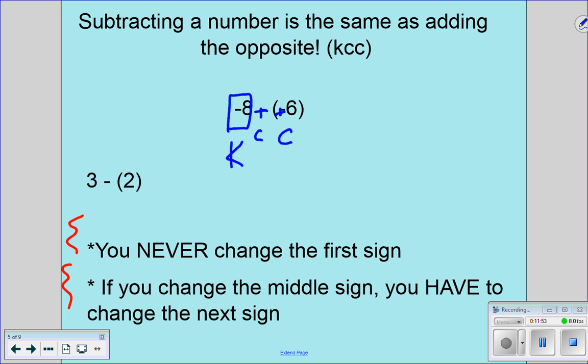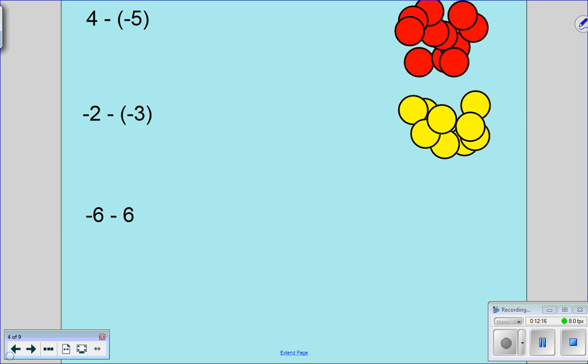The problem looks like this, and that's addition. The answer is -2, right? Remember when I said if you can add, you can subtract today? Because we're going to change every single problem into an addition problem. So let's go back to some of the ones I did with you.